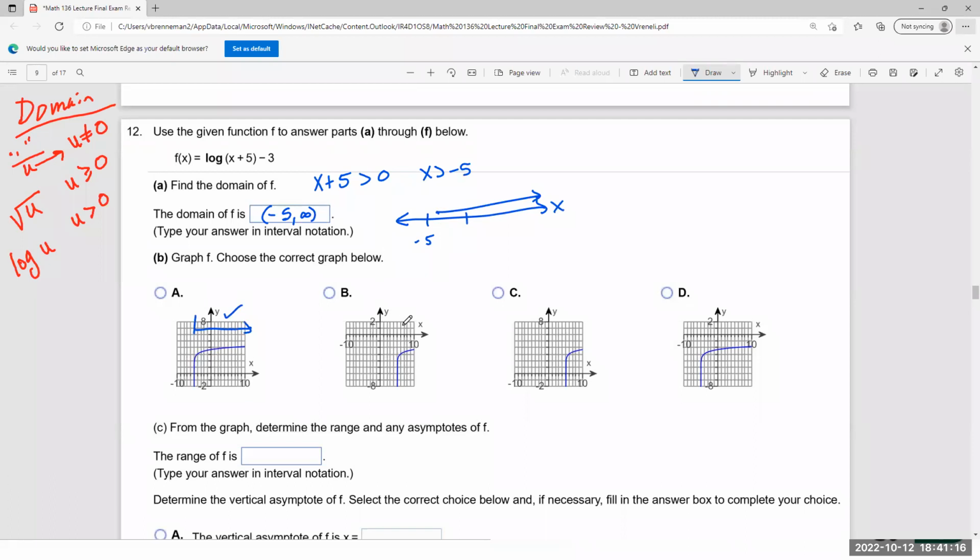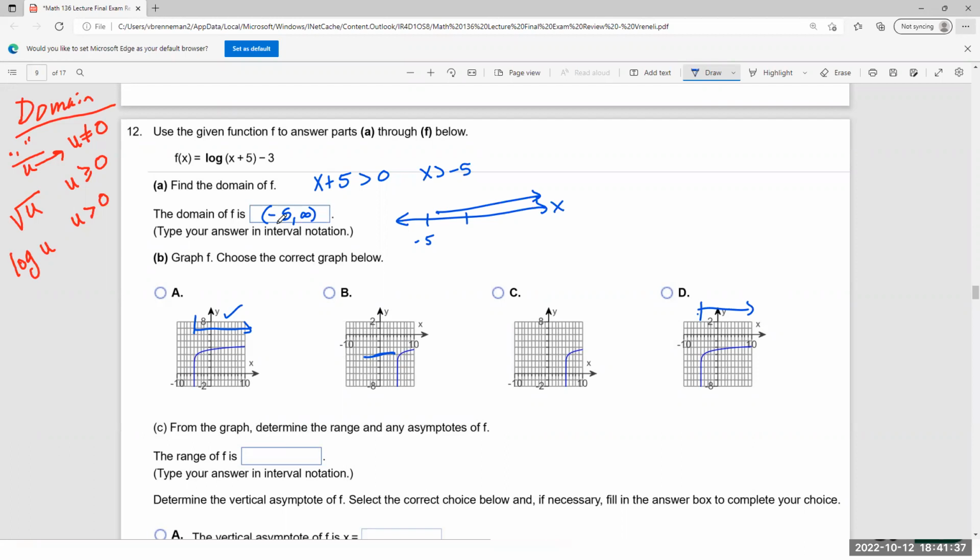This next one, B here, seems to start at +5. And so, we don't have this part of the graph. So that looks like the wrong domain. And same thing on C. D again has that domain starting at -5.